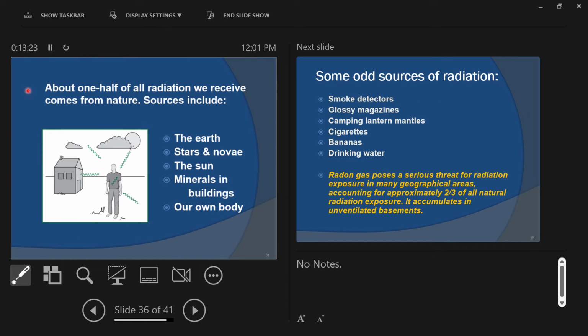Okay. About half of all the radiation we receive, this thing that's being measured right now, comes from nature. The Earth, the stars, and other novae, which are star explosions. I don't know if you know this, but all of the atoms inside of you come from exploding stars. When stars get old, if they're big enough, they explode. Atoms had to be built, right? And the only place that atoms are built is inside of stars.